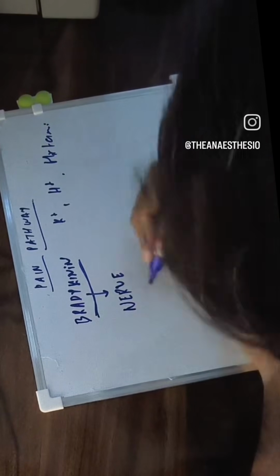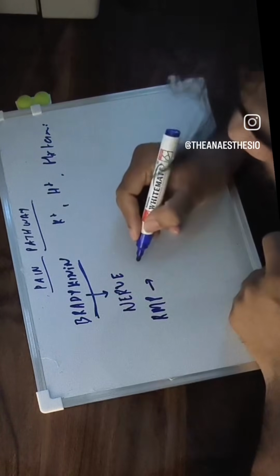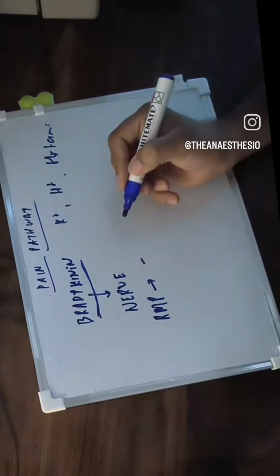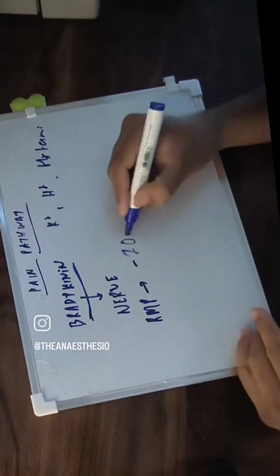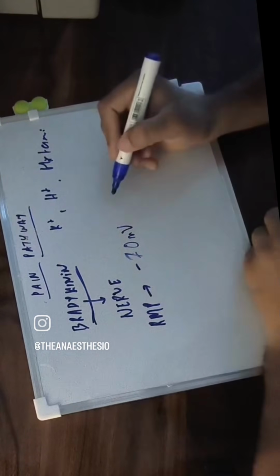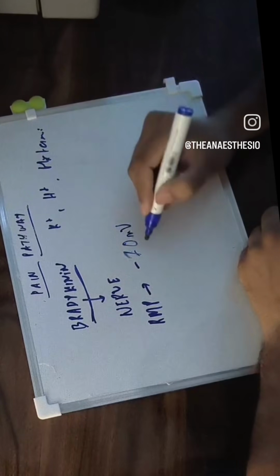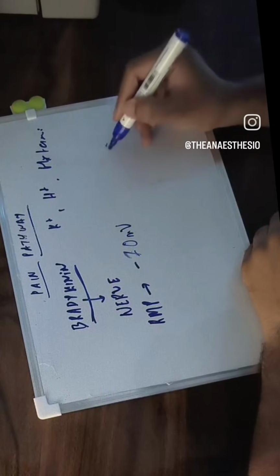If we go into more detail, the resting membrane potential of the nerve fibers or nerve endings is generally minus 70, not 75, it is around minus 70 millivolts. This is the resting membrane potential, and bradykinin will attach to the nerve ending and open the channel. Basically, just imagine the nerve ending has two channels.